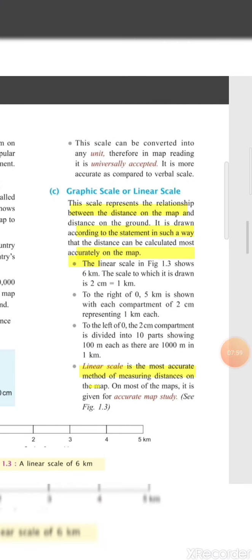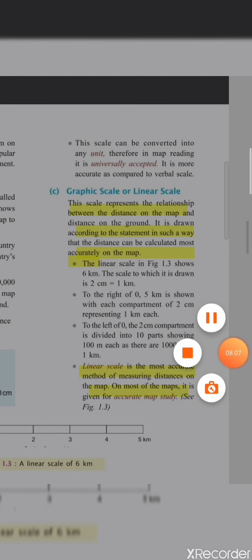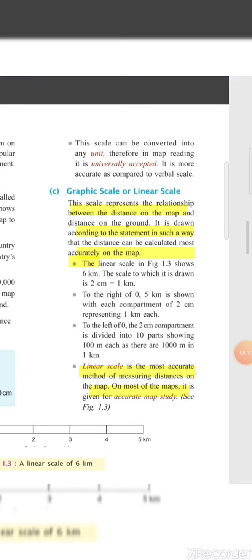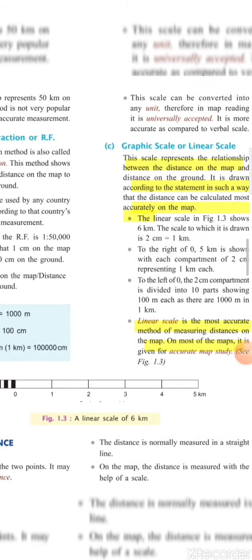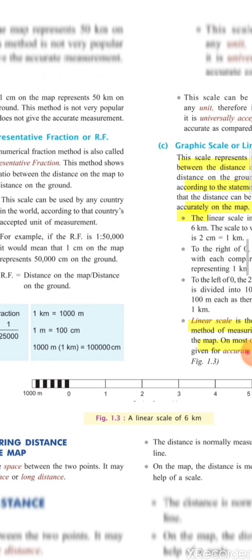Linear scale is the most accurate method of measuring distance on the map. On most maps, it is given by the accurate map study. See figure number 1.3. This is an example of a linear scale.